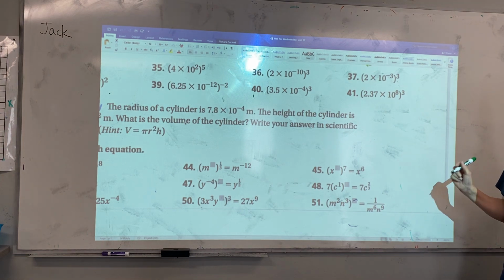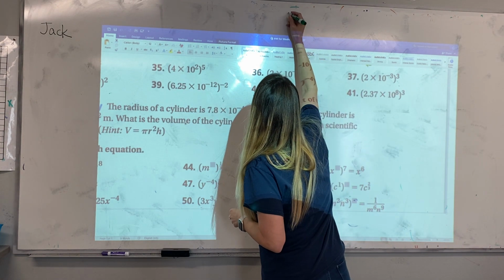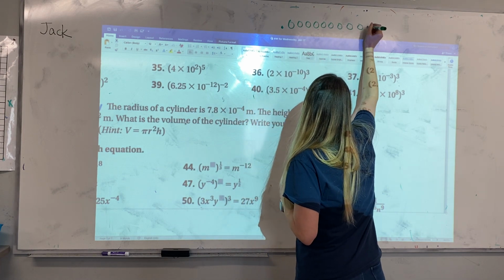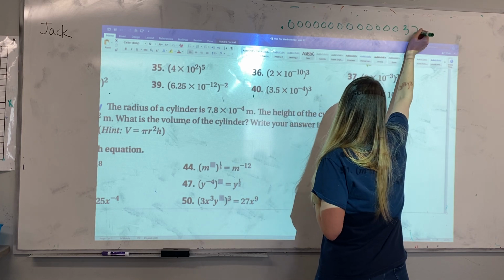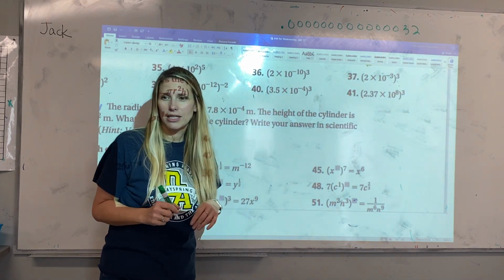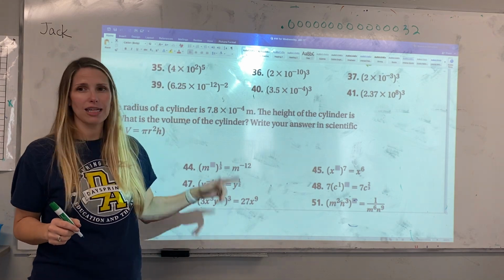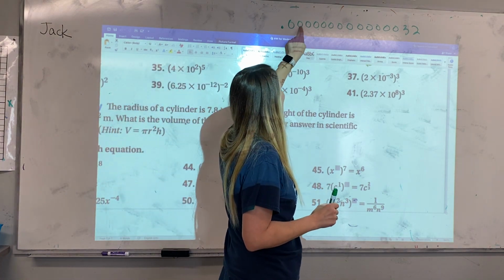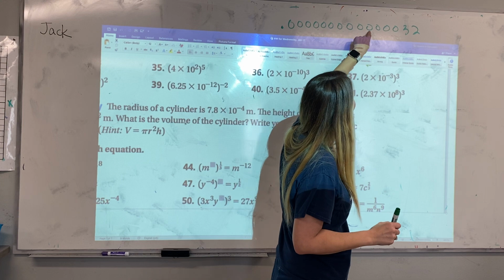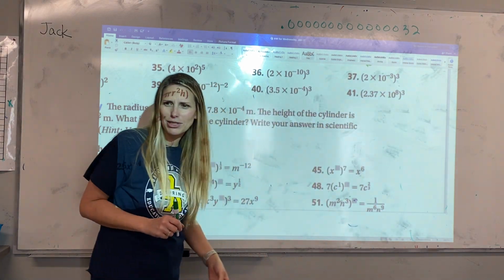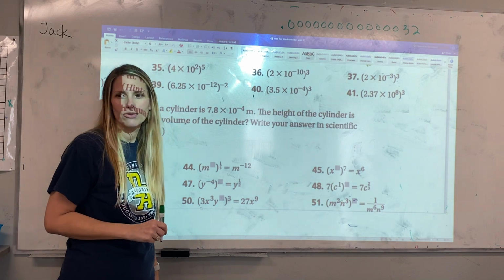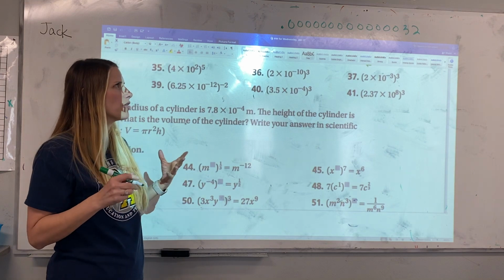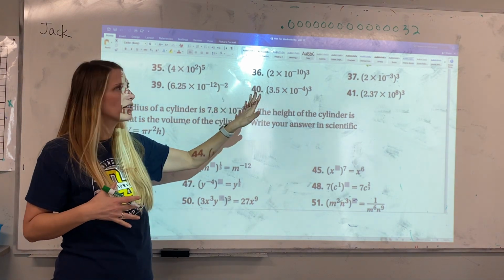Sometimes numbers are super, super big, or like the number 0.000000000000032. Nobody wants to write all those zeros. If you just look at those zeros, you can't tell me how many zeros there are unless you count them individually. 1, 2, 3, 4, 5, 6, 7, 8, 9, 10, 11, 12, 13. What are you, some sort of counting genius? It's really a lot to handle. So there's a neater way to represent that value.